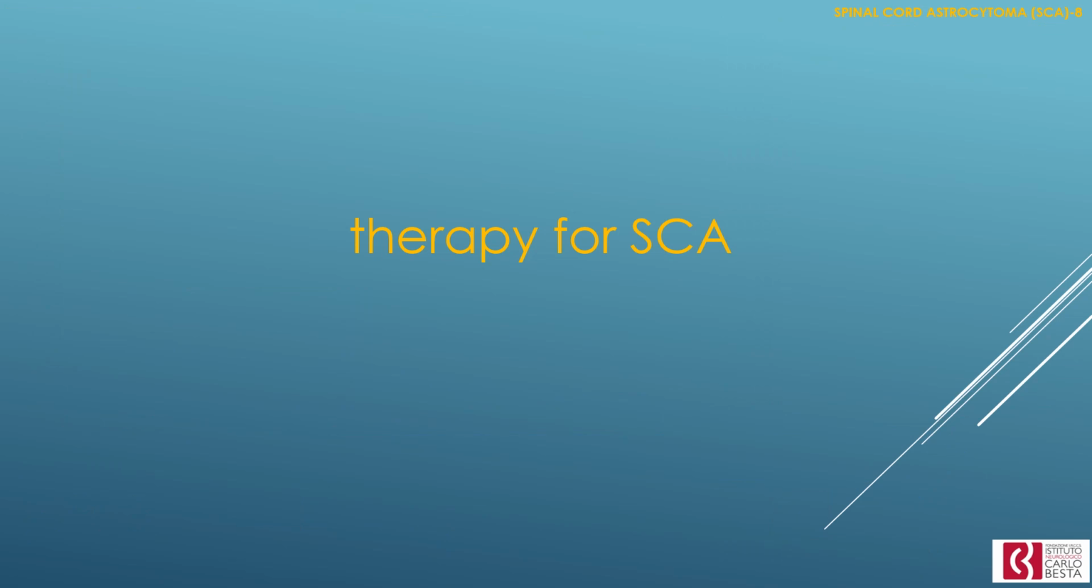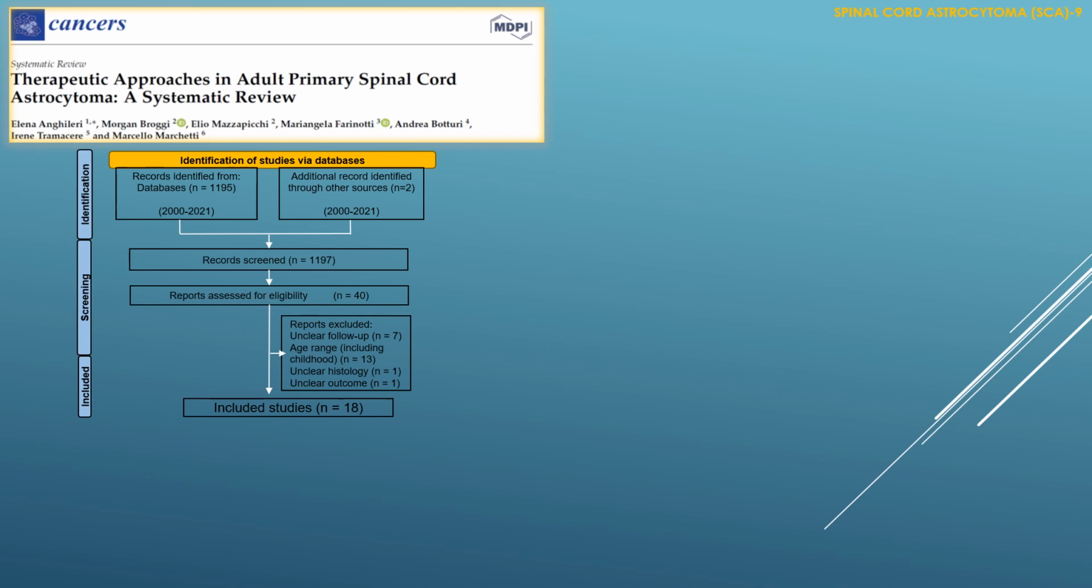The therapy of spinal cord astrocytoma is still largely under investigation, and there is no consensus about it. 2 years ago, my colleagues and I did a systematic review on it. The systematic review was based on a literature search performed in PubMed from 2000 to 2021, including studies on spinal astrocytoma related to adult patients with histological confirmation, at least one outcome, and at least 6 months of follow-up.